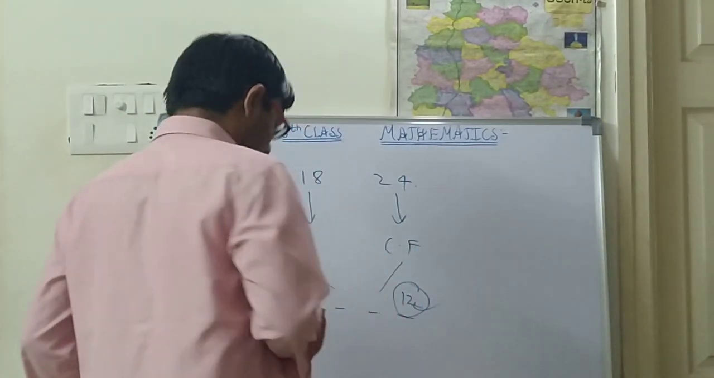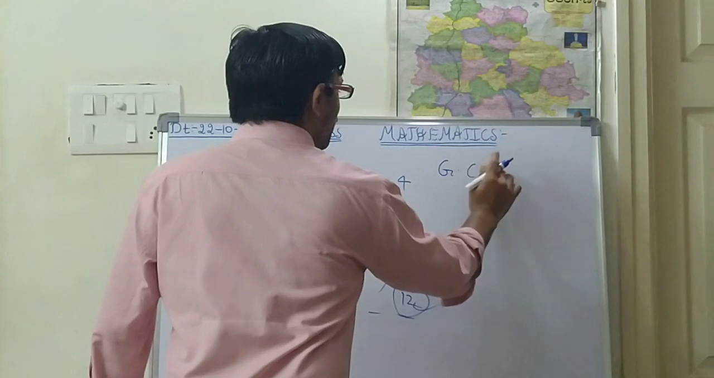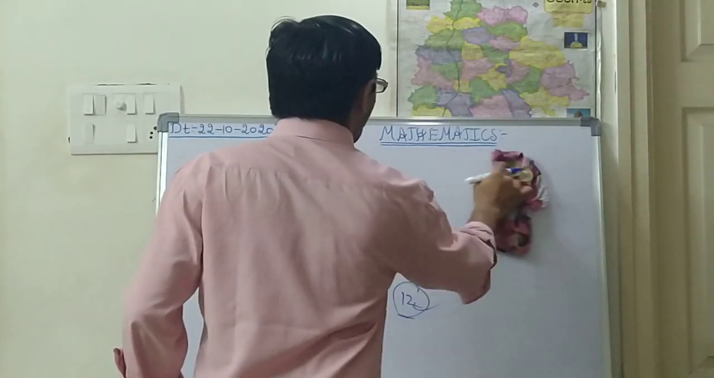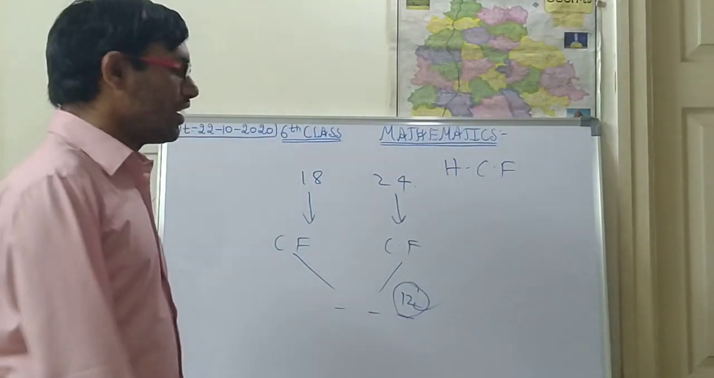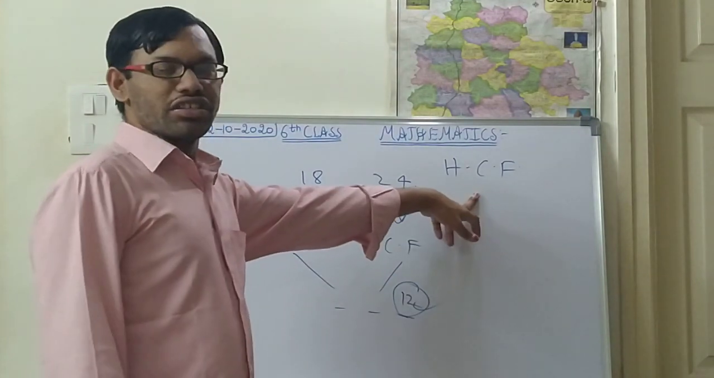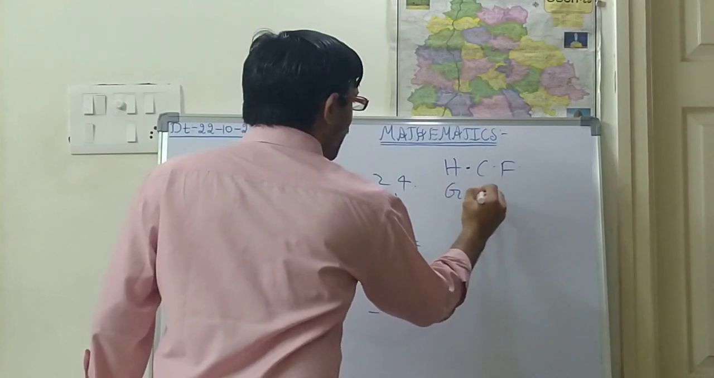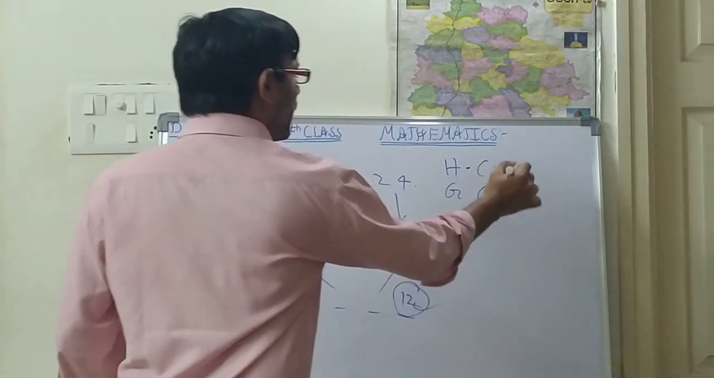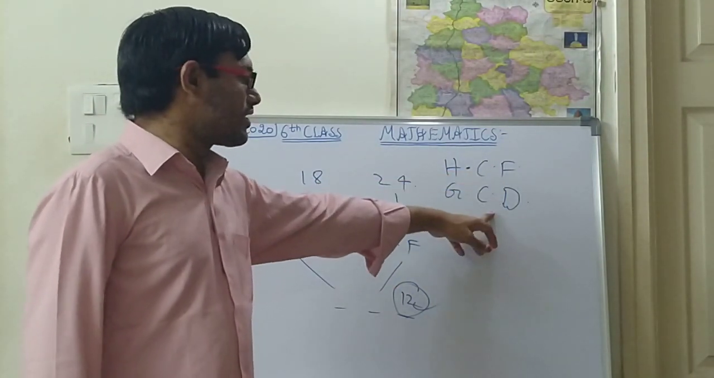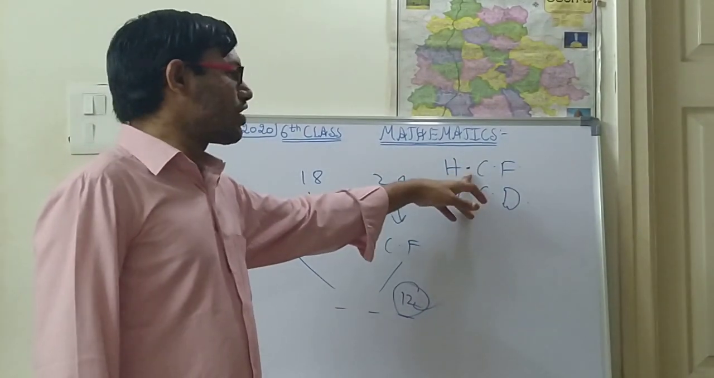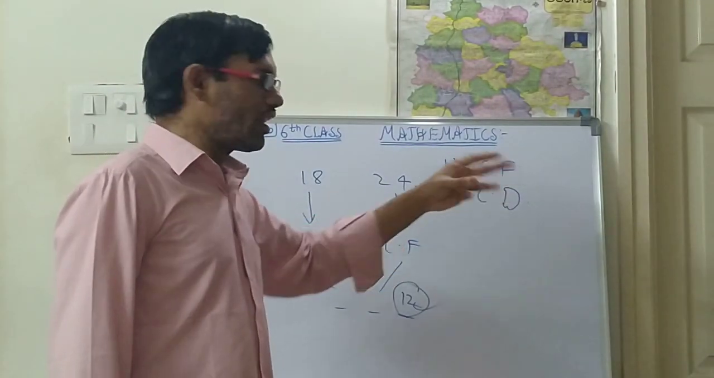So for this greatest common factor, there are three names. One is HCF. HCF means highest common factor, or else you can say greatest common divisor, GCD. So HCF and GCD both are the same. Highest common factor, largest common factor, or greatest common divisor, all three are the same.